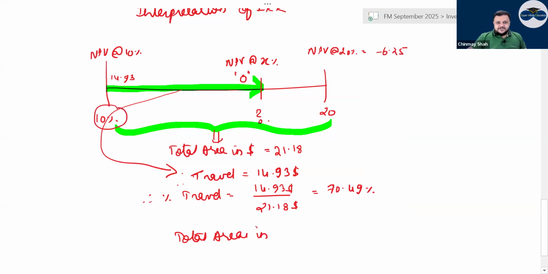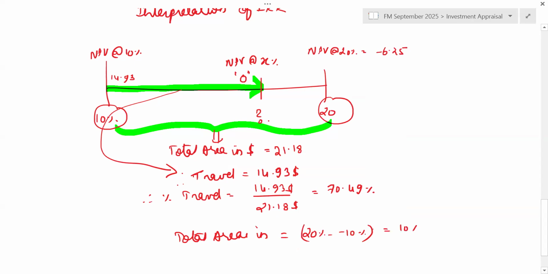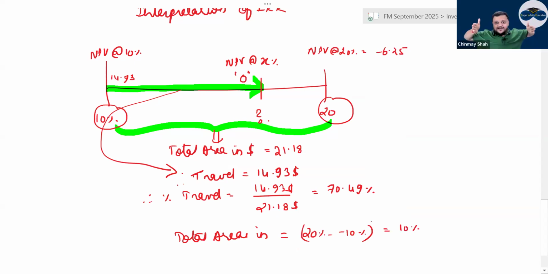Look, this is 10% and this is 20%. How much is the total area in percentage? 20% minus 10%. How many percent is it? 10%. Sir, in the whole 10% area, I have to travel how many percent? Now tell me. In this 10% area, how many percent do I have to travel? 70.49, correct? Look, think both ways.